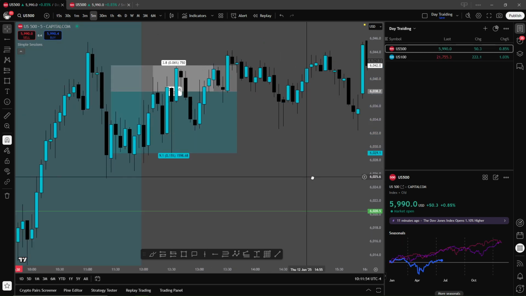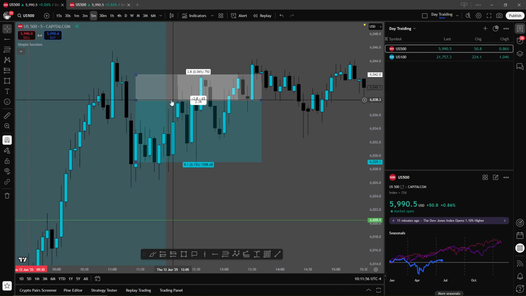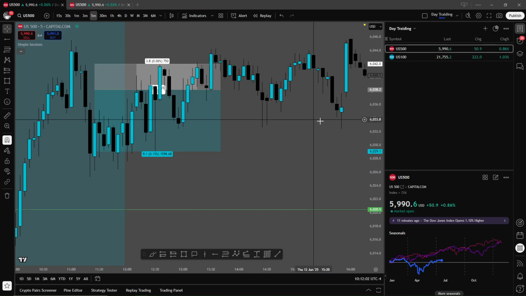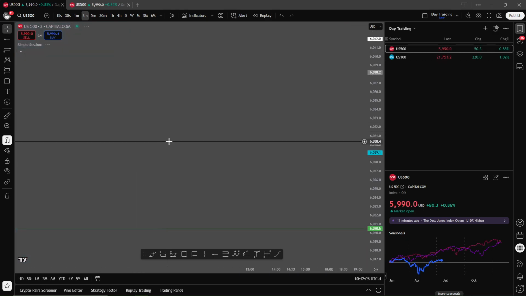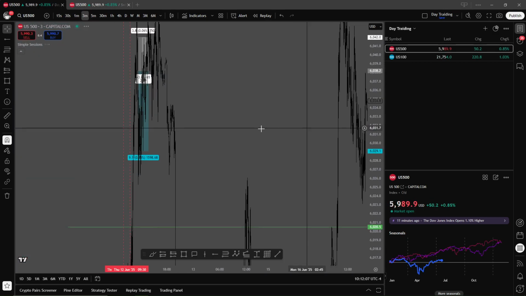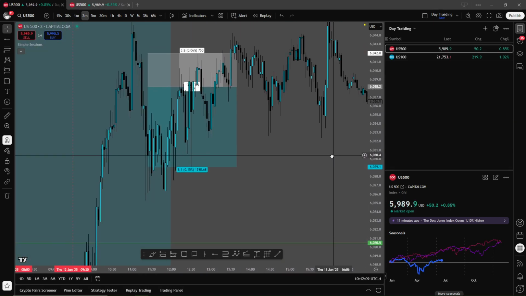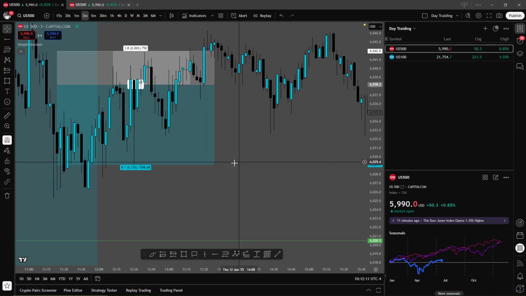This is kind of choppy price action. So here, enter right here, take profit right here around, wait, let's look for other take profits on the 3-minute. So I would have entered here.